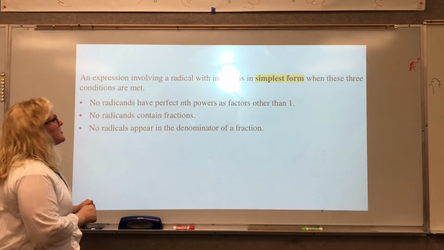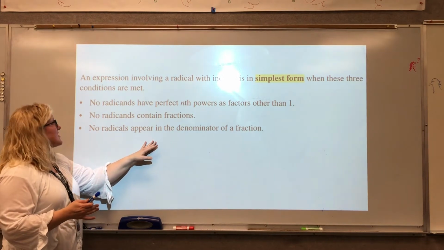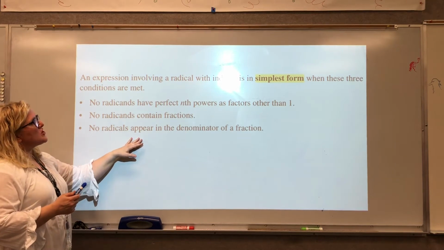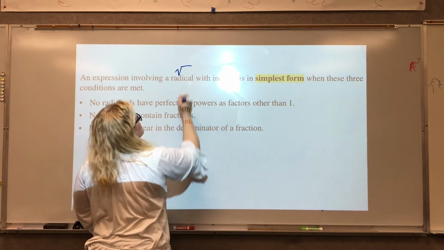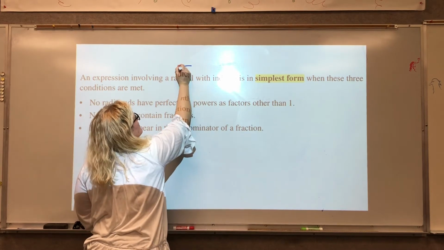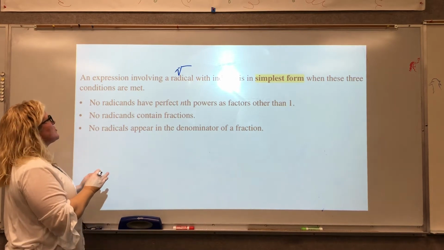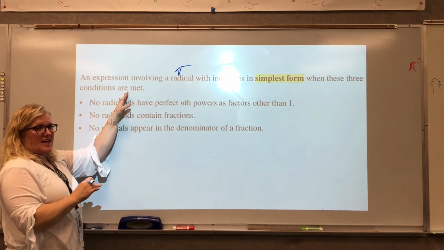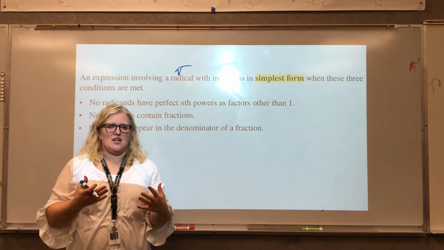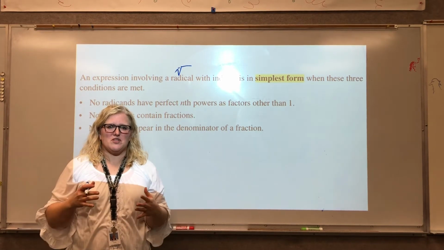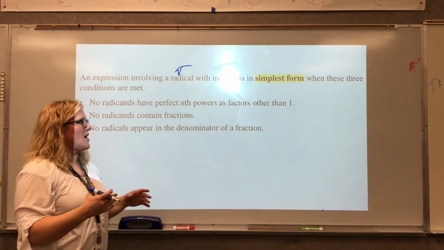Okay, so this is in your book, so you don't necessarily need to write this down, but it says an expression involving a radical, with index n, is in simplest form when these three conditions are met. Now remember, simplest form doesn't mean it looks simpler. Sometimes when we put something in simplest form, it looks more complicated than what we started with. So just kind of keep that in mind.